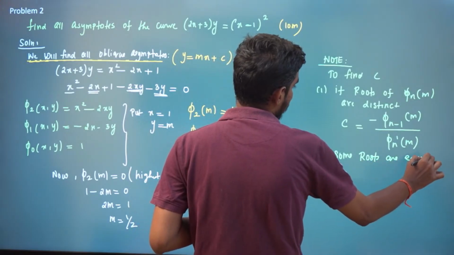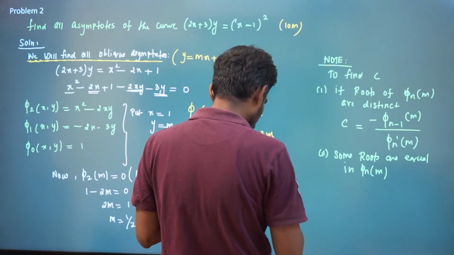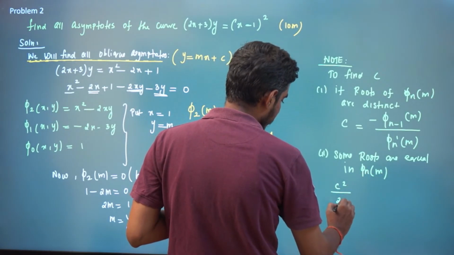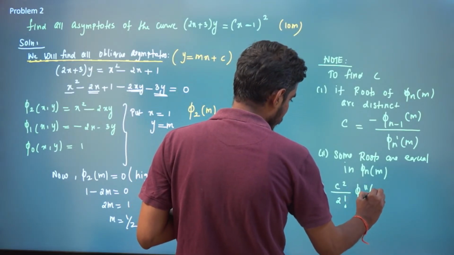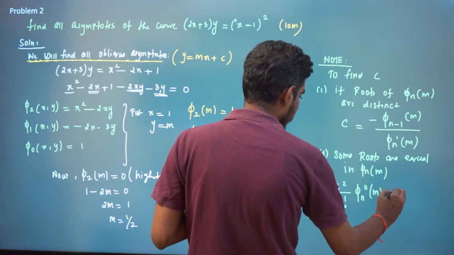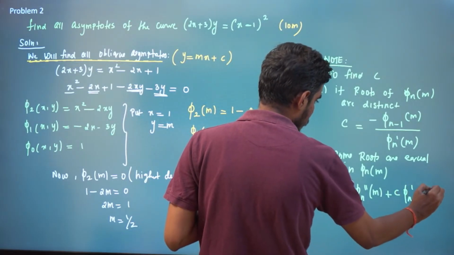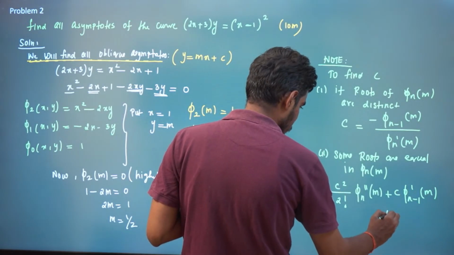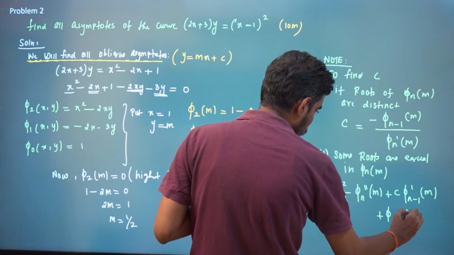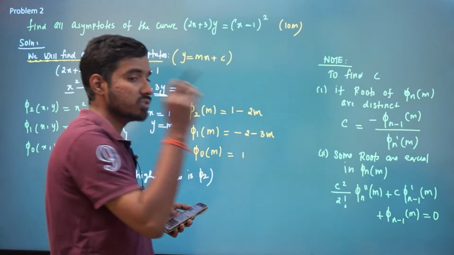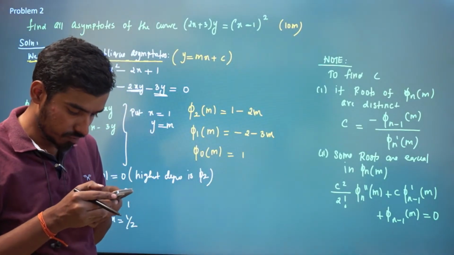And if some roots are equal in Pn of m, right? Then that c value is given by c square by 2 factorial Pn double dash of m plus c times Pn minus 1 dash of m plus Pn minus 1 of m equal to 0. So you have to solve this equation to get the value of c, right? Okay, so this is the formula I have given you.